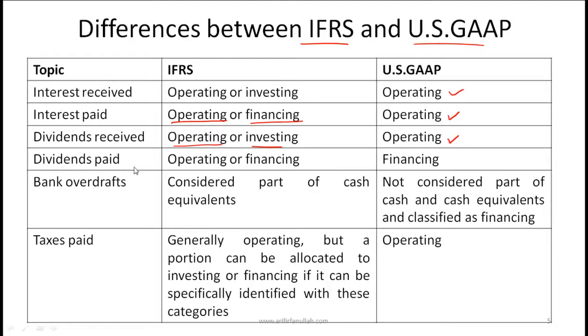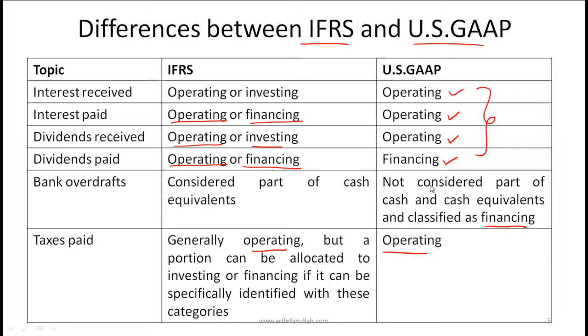Dividends paid, since this is money going to shareholders, IFRS gives the flexibility that it can be either operating or financing, whereas US GAAP insists that this is financing. These four are the most important. In general, just a quick comment on bank overdrafts. Under IFRS, these are considered part of cash equivalents. Under US GAAP, not considered part of cash equivalents, so they are classified as financing. Taxes paid in general, we can say, are considered operating.